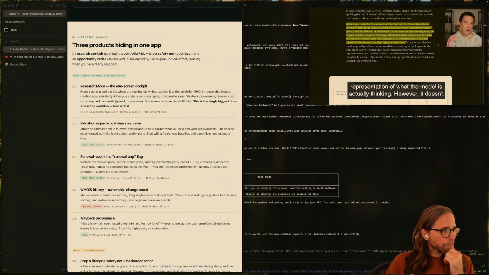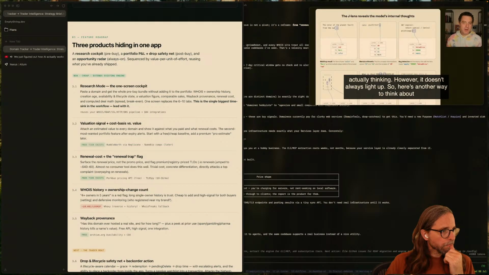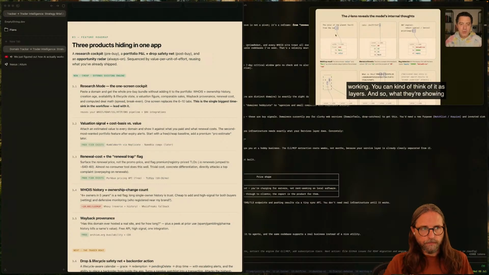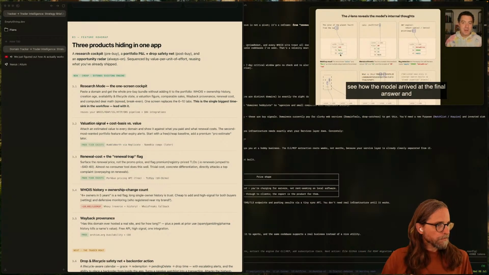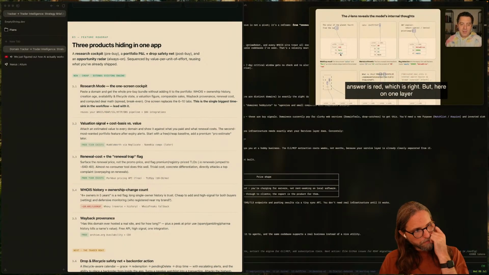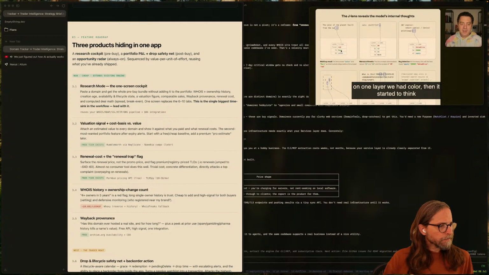However, it doesn't always light up. So here's another way to think about how the JSpace is working. You can kind of think of it as layers. What they're showing here is we have a prompt, and then we see how the model arrived at the final answer and what its thinking process was along the way. So the color of the planet fourth from the sun is, the final answer is red, which is right. But here on one layer we had color, then it started to think about Mars, even though Mars was never mentioned in the prompt. And then finally, red as the final answer because Mars is red.